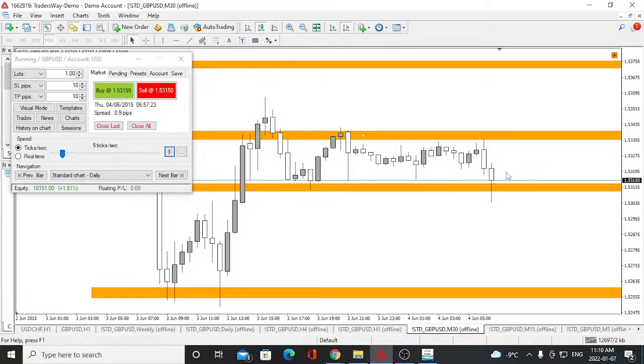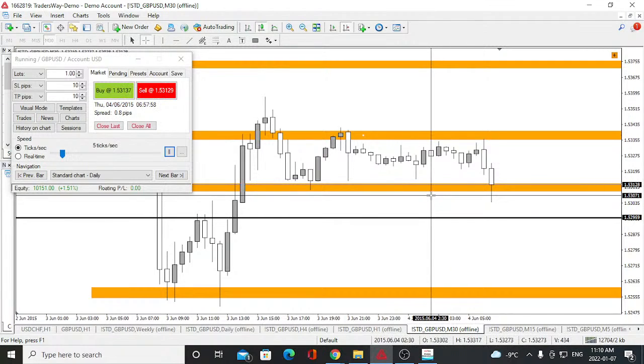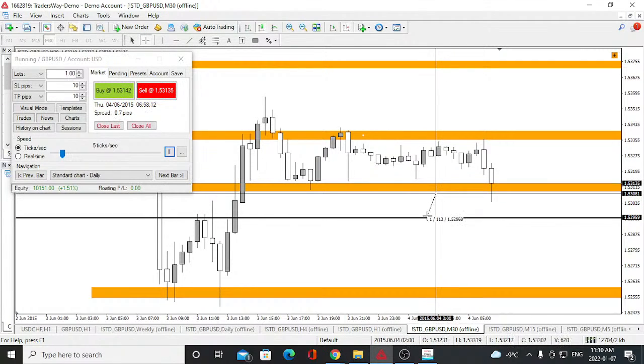If it doesn't create a wick at the top, it has a lower probability of actually panning out to where I want it to. But my take profit, let's see here. Once it breaks low, I'm looking at another 10 pips.